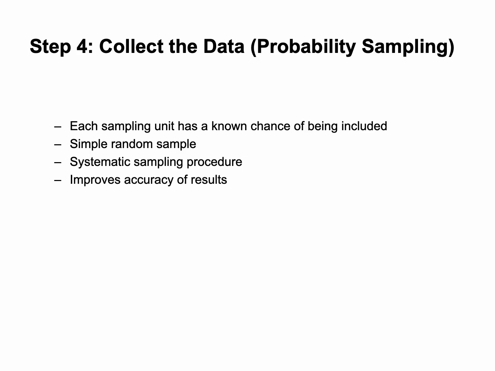Step 4 of the market research process focuses on data collection using probability sampling, ensuring each unit in the population has a known chance of inclusion, enhancing accuracy in industries like retail, healthcare, and technology. This slide details methods like simple random sampling, where every individual has an equal chance, and systematic sampling, selecting every nth unit. For example, a retailer like Target might use random sampling to survey customers about store experiences, ensuring representativeness.